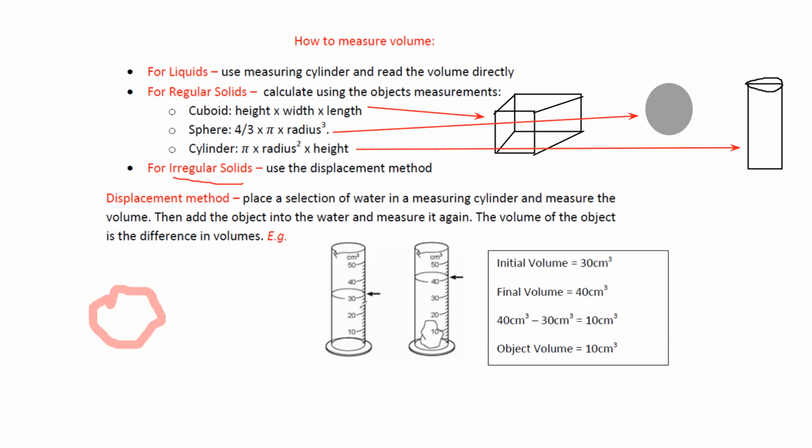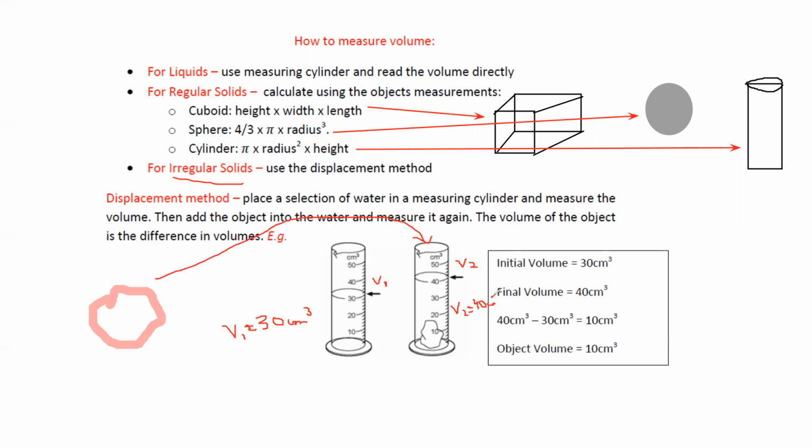First, we fill the measuring cylinder with liquid and we record the volume. That volume is called V1. For example, when we fill the measuring cylinder with liquid, the volume of the liquid, V1, is 30 cm cubed. Then we transfer this solid into the measuring cylinder, so the volume will change. This is the final volume. The final volume comes out, for example, as 40 cm cubed.